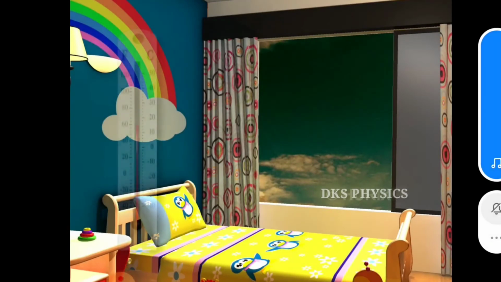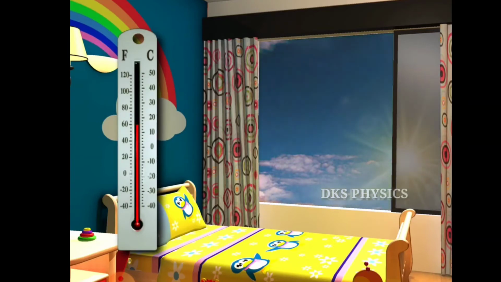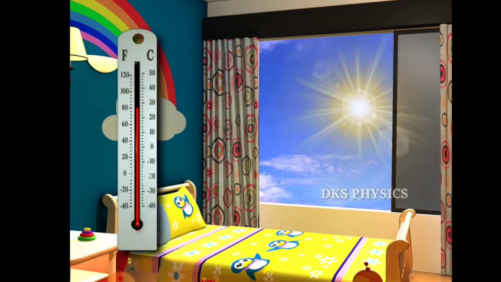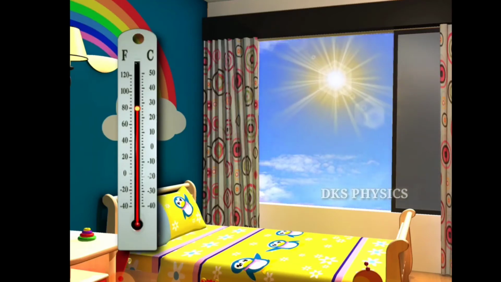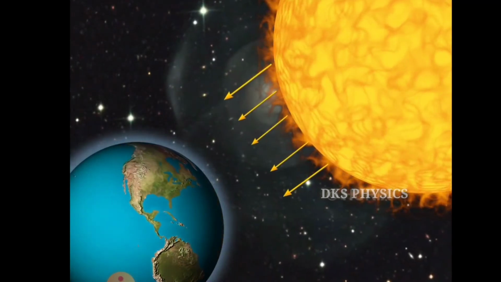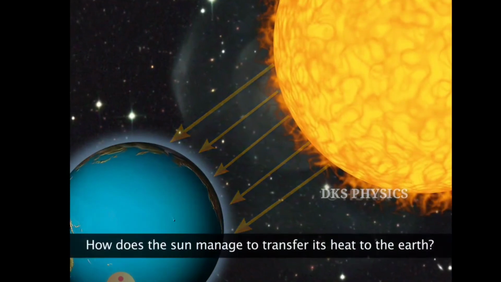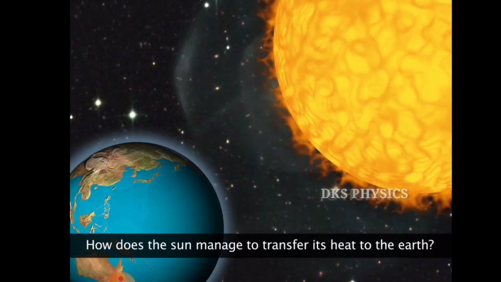Observe this. The thermometer shows the temperature inside the house. As the sun rises and moves overhead, the temperature inside the house increases. Why do you think this happens? The sun heats up the air in the Earth's atmosphere. But how does the sun manage to transfer its heat to the Earth?